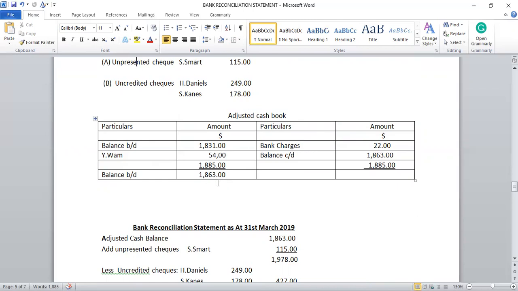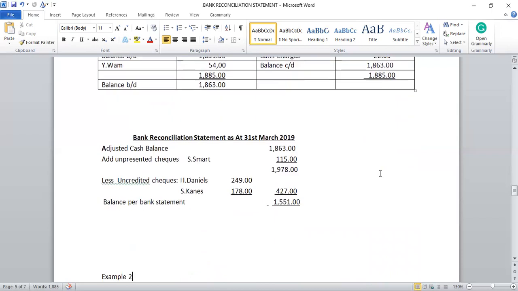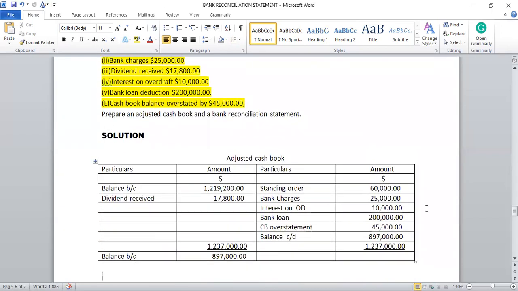Later on, I'll do a video on correction of error. Whenever an amount has been done in error and you want to cancel it, you do it on the opposite side. So this balance has been overstated by $45,000. Cash is always a debit balance, unless it's an overdraft. So if you want to cancel it, you do it on the opposite side by crediting it. That's why when you come here, the $45,000 has been credited. I hope it is well understood. So we have canceled it.